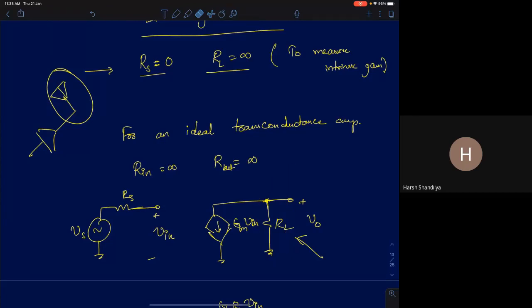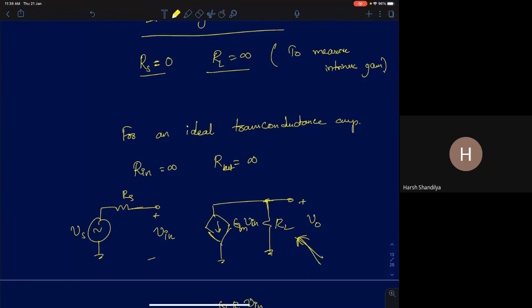Generally, as we will see, sometimes your RL will be infinity as well. If you are driving a capacitive load, your RL can be infinity. I'll slowly introduce that one by one. I don't want to introduce all of that in one lecture. We'll slowly go. But right now, we can assume RL as the load resistance.